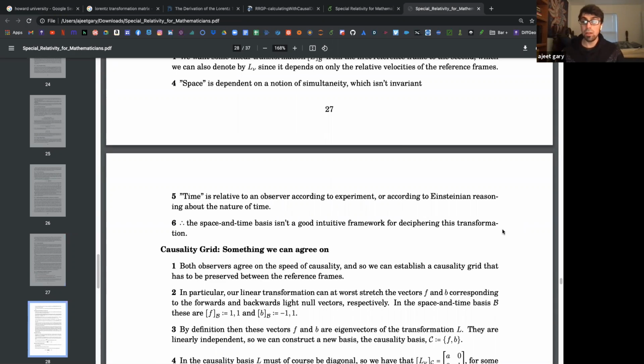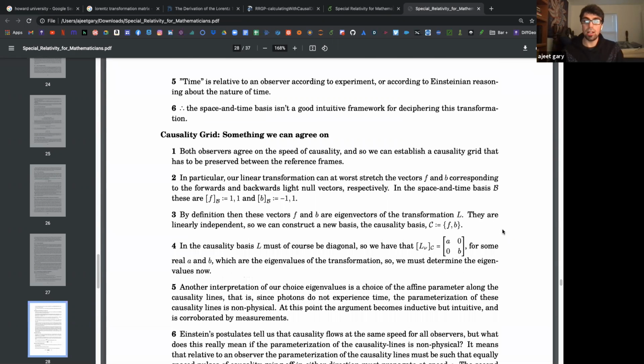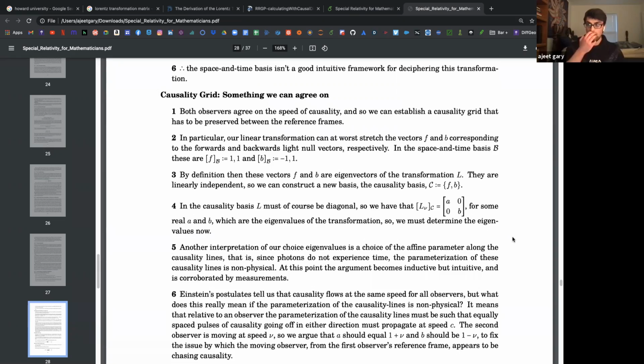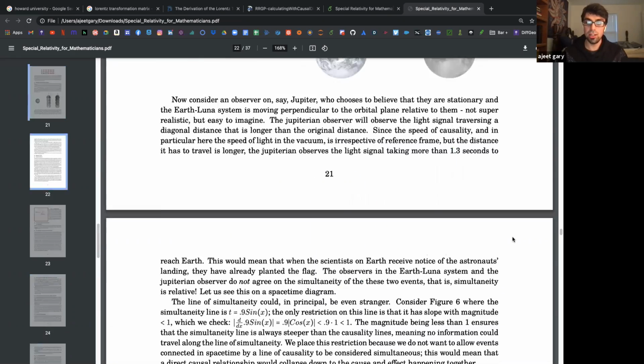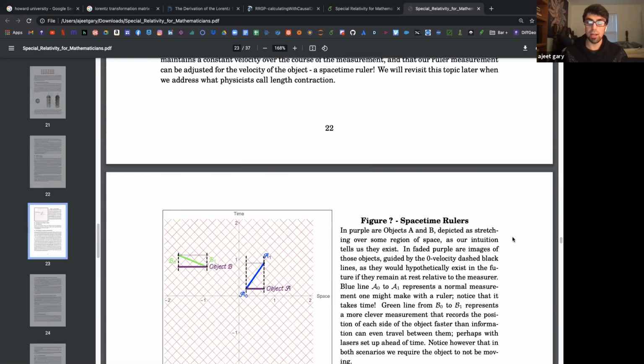Okay, time, by experiment or by some Einsteinian reasoning that we talked about last time, is also relative. So that's also not a great place to start. We would like a basis choice that isn't so relative, right? Okay, so space and time basis isn't a good intuitive framework. All right, the causality grid, something we can agree on. Okay, so let's look at a causality grid. So here is a space-time diagram.